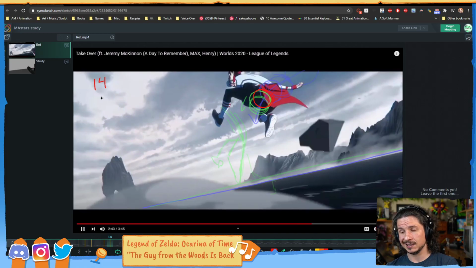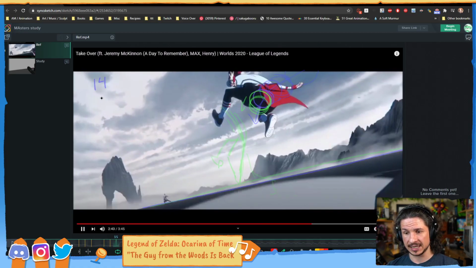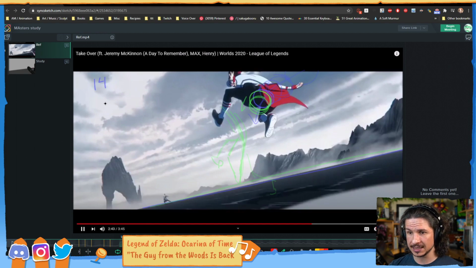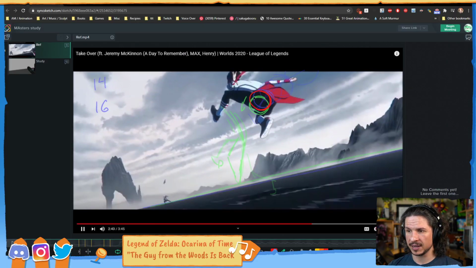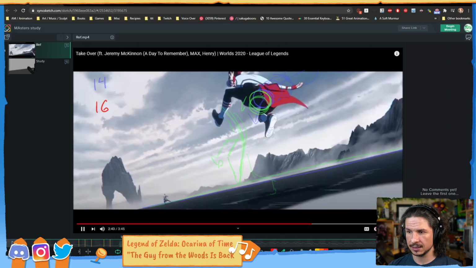Even though it's holding, it doesn't mean that it's not moving. So what I mean by this is, if I was to break this down, so we've got a key on 14, and then I needed to put a key on 16 here, I would still want that hip to keep moving down. So it would still have to move along that axis.